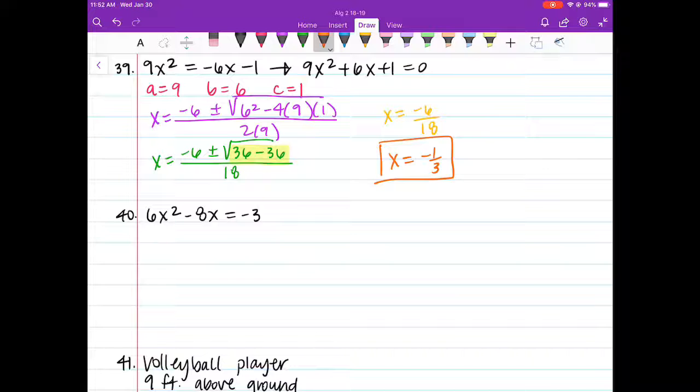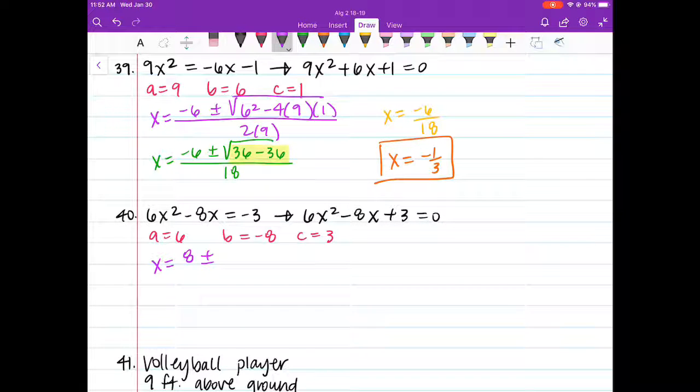Number 40, again, I need to get 0 on one side. I'm going to add 3 to both sides. So I have 6x squared minus 8x plus 3 equals 0. My A is going to be positive 6, B is negative 8, C is positive 3. So I have x equals negative b, okay? Negative 8 would give you a positive 8. Plus or minus the square root of b squared, negative 8 quantity squared. We'll keep in mind whether that's going to be positive or negative here in a second. Minus 4ac all over 2a.